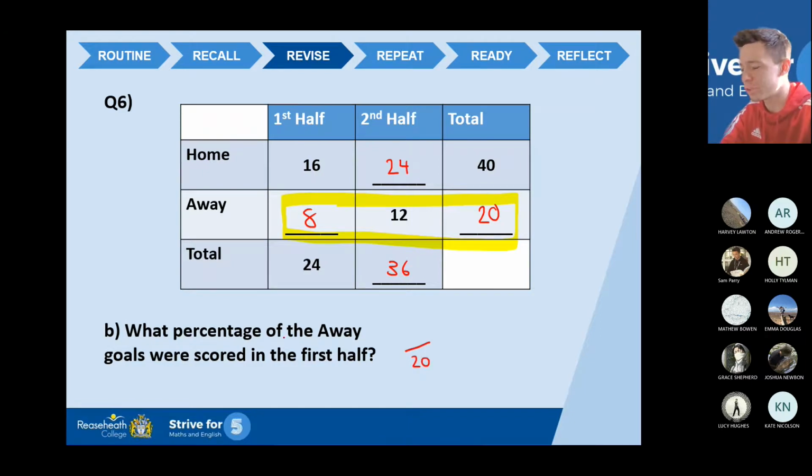How many of them were scored in the first half? First half. So that's 8, isn't it? You can see the number 8 there. First half, 8. Yeah. So 8 out of 20. Now, it wants it as a percentage.